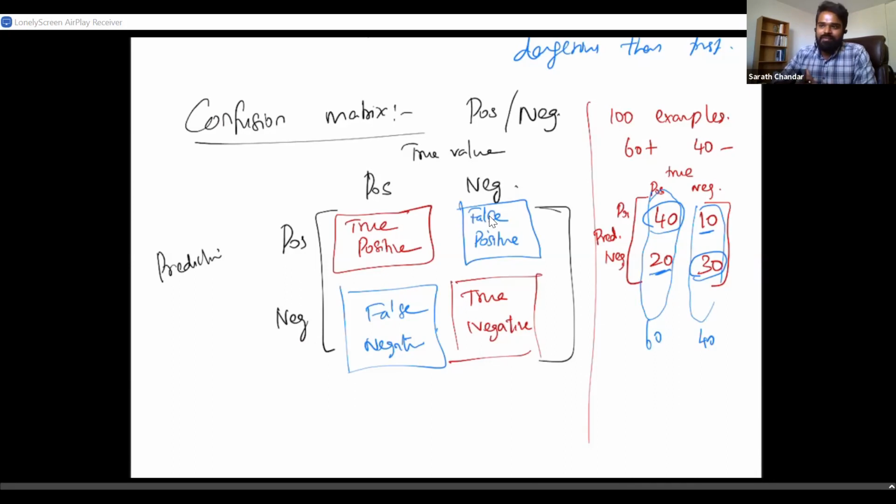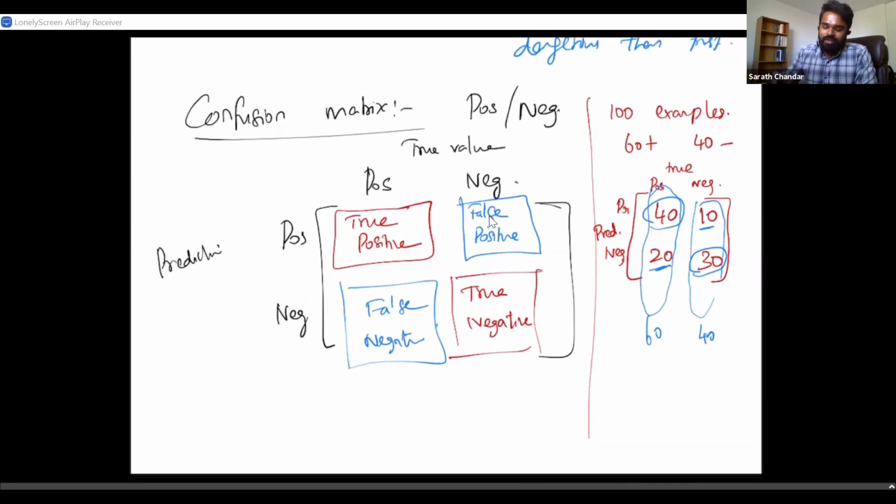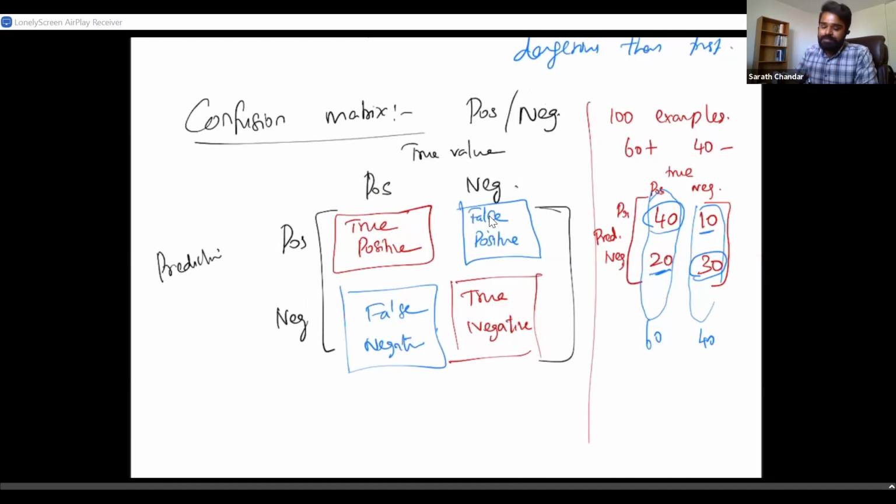Okay, so it's a diagonal matrix, right? An ideal confusion matrix for this example is actually 60, 0, 0, 40. This is ideal because this classifier had no error: 60 positive correctly classified as positive, 40 negative correctly classified as negative, right? Now here is an example of a very bad confusion matrix, something like 30, 30, 40, 30.